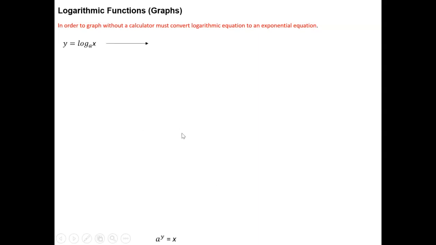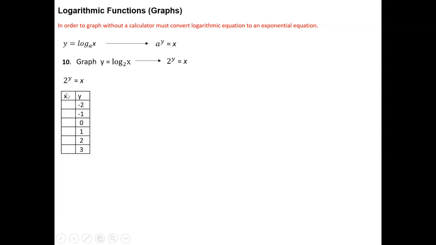Now, how do we graph logarithmic functions? In order to graph without a calculator, we must convert logarithmic equations to an exponential equation. Okay, y equals log of base a of x, so we have to go from logarithmic to exponential: a to the y equals x. For example, graph y equals log of base 2 of x. This will be 2 to the y equals x. So now we're going to do our table, but instead of plugging in values for x, we're going to plug them in for y, because y is my exponent.